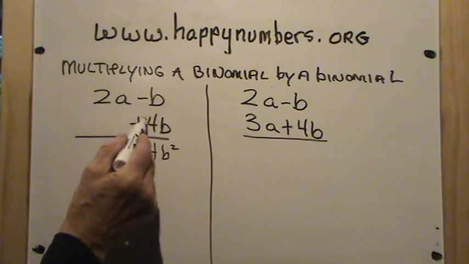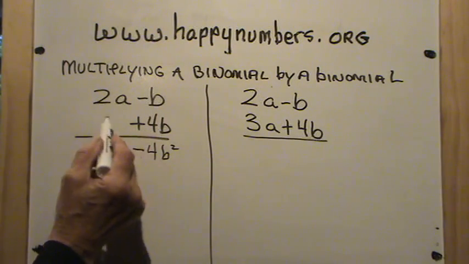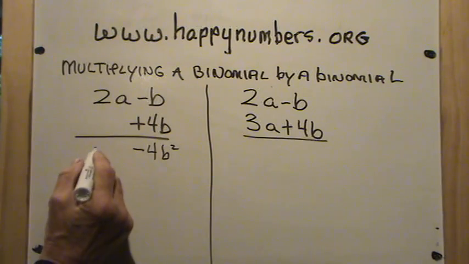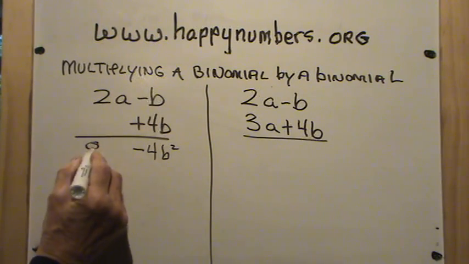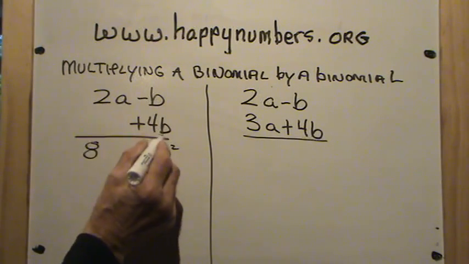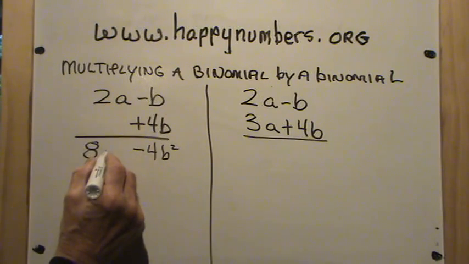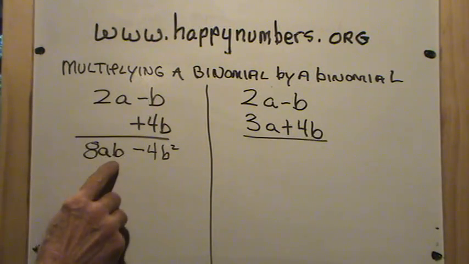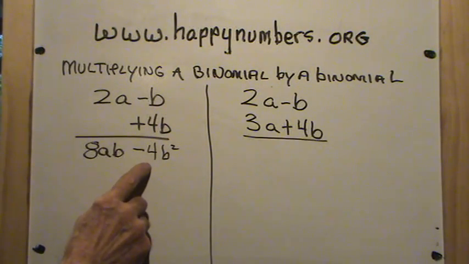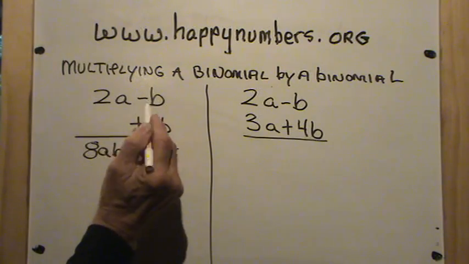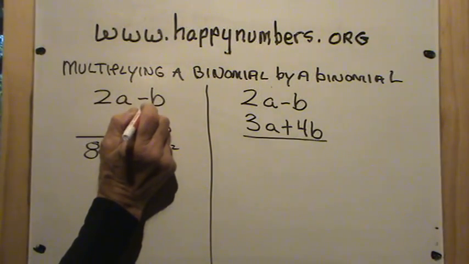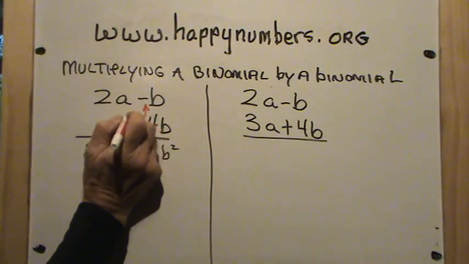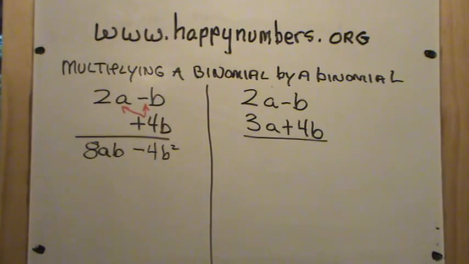And then I multiply here. Positive 4b times positive 2a gives me 8 and a to the first, b to the first. So the answer is 8ab minus 4b squared. And again, the process is this. I multiply like this, and I multiply like that.